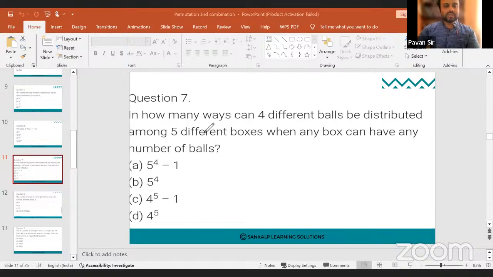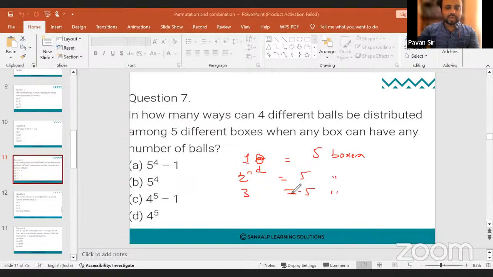Okay. So students, in how many ways can the 4 different balls be distributed among the 5 boxes? Think that here both boxes and balls are different. I will show with the diagram. The first ball itself, we can place in how many boxes? There are 5 boxes. Second ball also 5 boxes. Third ball also 5 boxes.